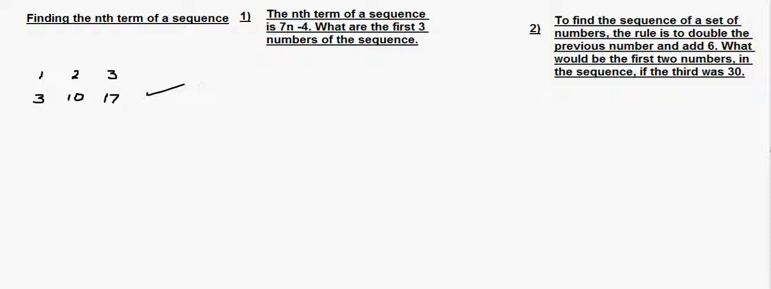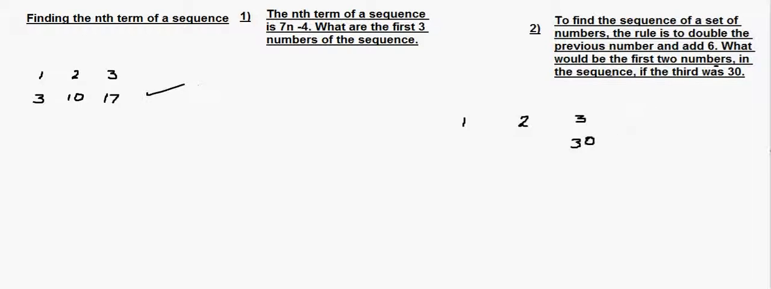Now question 2. To find the sequence of a set of numbers, the rule is to double the previous number and add 6. So what would be the first two numbers in the sequence if the third number was 30? Okay, so again I write 1, 2 and 3. Now I know the third number is 30.